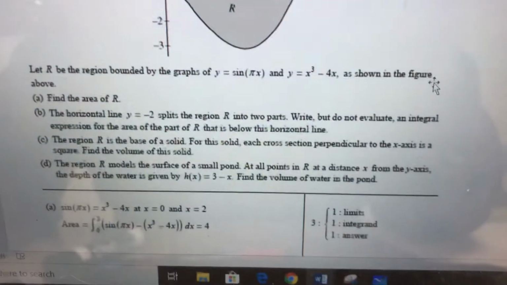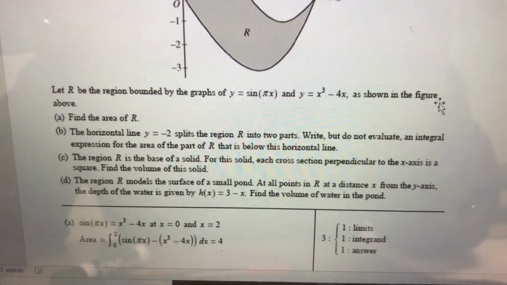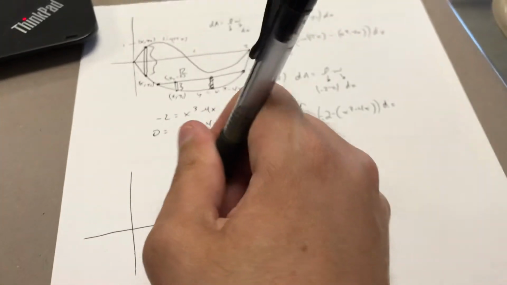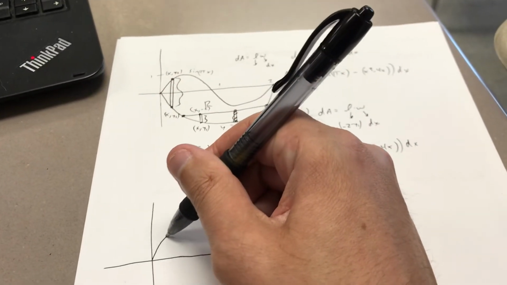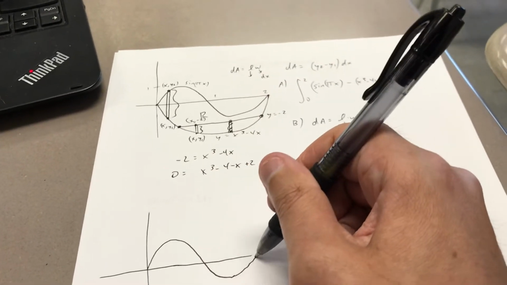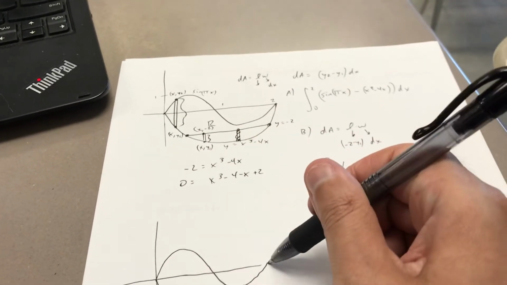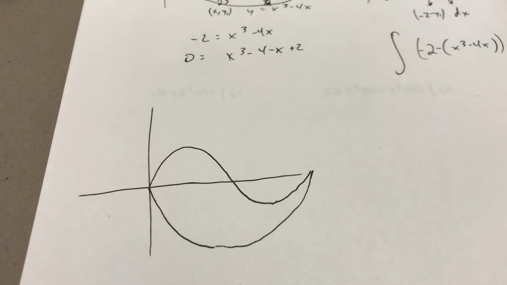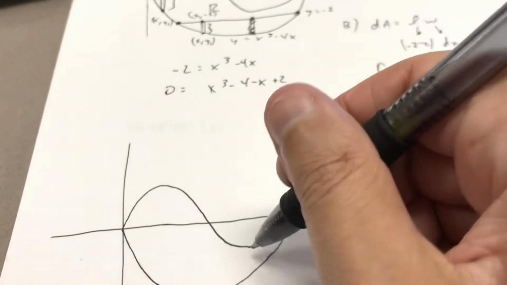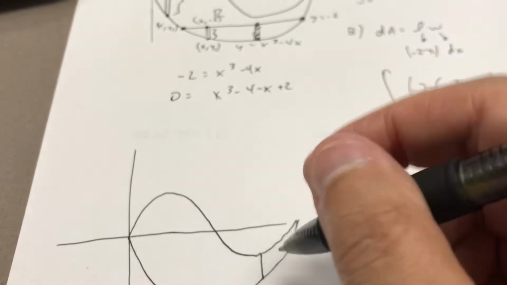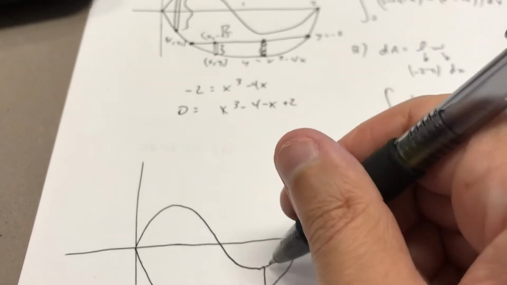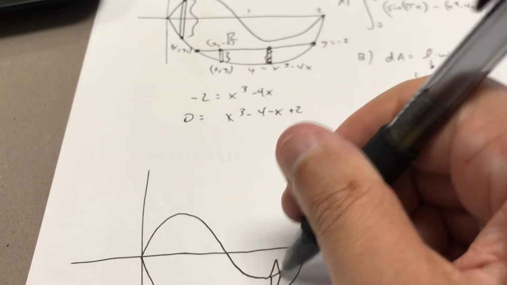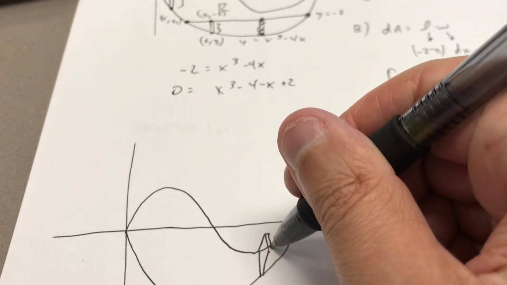Part C: the region R is the base of a solid. Each cross-section perpendicular to the x-axis is a square. They want the volume of that solid. So I may have to sketch a new picture here, but we can do that. It goes like that, and it cuts down like this. Each cross-section perpendicular to the x-axis is a square, so we're looking like this. We have these little square projections, and you basically need to show these angling out like this, maybe. It's got a little bit of a width.